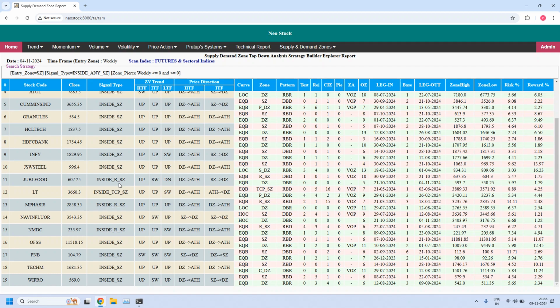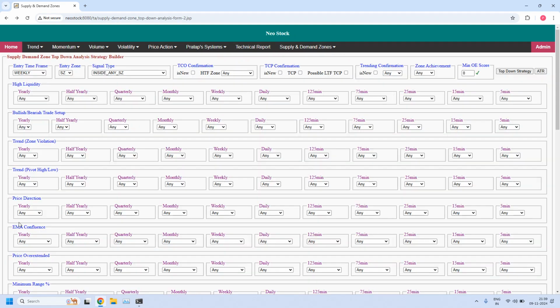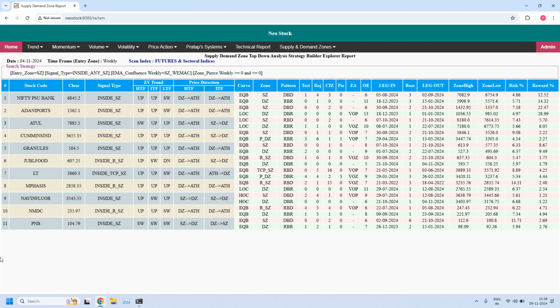Let us identify how many of these stocks are having supply zones with a weekly EMA Confluence. In these 19 stocks, let's verify. So, in the EMA Confluence, weekly time frame, weekly supply zones with the weekly EMA Confluence, we got 11 stocks. In these 11 stocks, some stocks are having sideways trade setups, you can ignore. There are a good number of stocks.